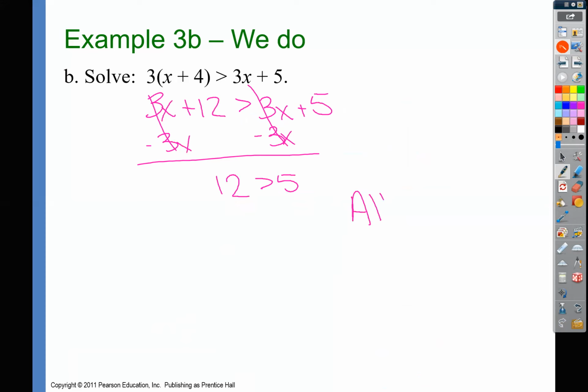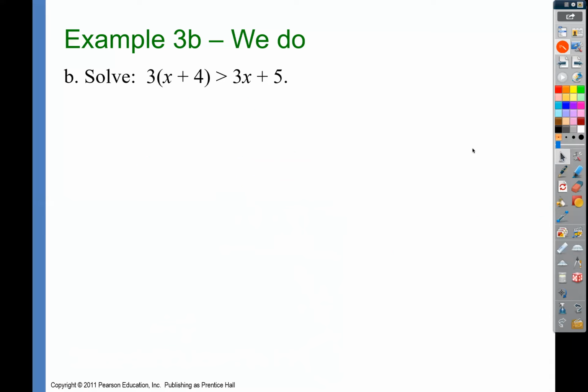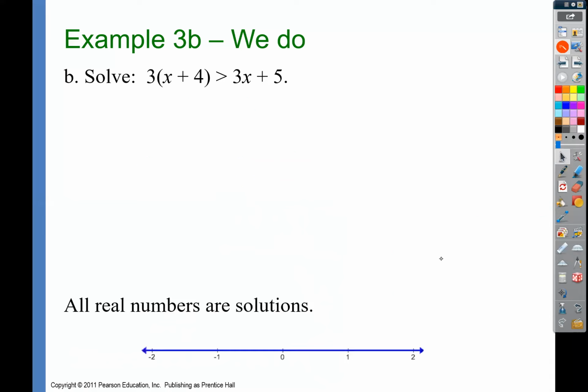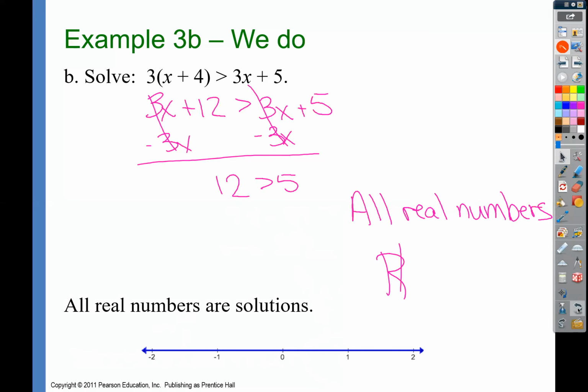So your answer would be all reals, or all real numbers, signified by an R with a line through it. So if you were going to graph this, it would actually be a solid line on the graph. So the whole line is shaded.